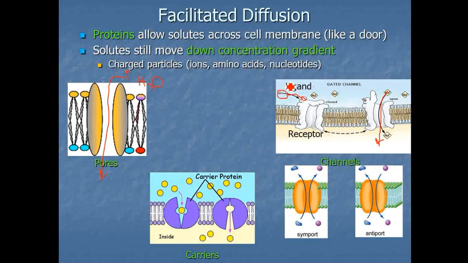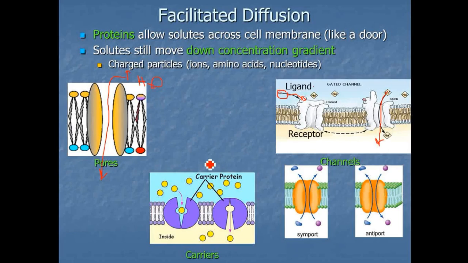And then we have carrier proteins. Carrier proteins are proteins that actually have to grab a hold of the solute that they're moving, and so they take a little bit more time to work. They can get saturated, and we often look at carrier proteins for things like amino acids and carbohydrates and nucleotides. So ions usually move by channels, and then the amino acids and nucleotides usually move by carrier proteins. And we'll talk more about carrier proteins when we start talking about absorption of nutrients.